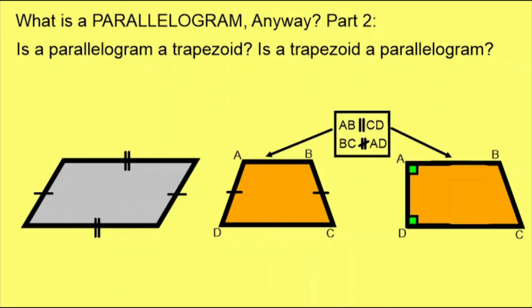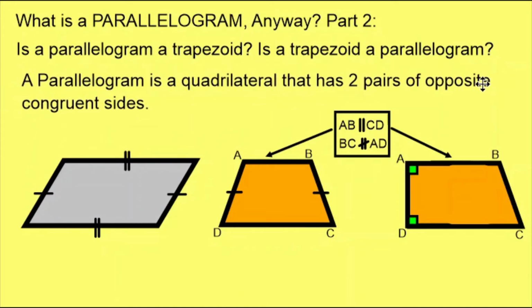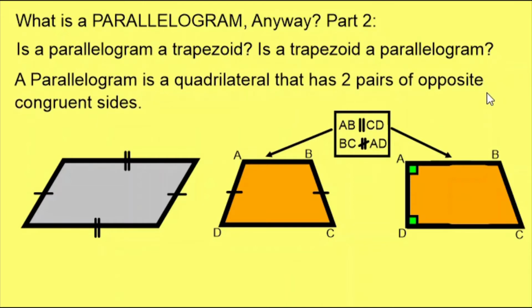Now let's look at the definition of a parallelogram. A parallelogram is a quadrilateral that has two pairs of opposite congruent sides. We can see that our light gray parallelogram is following this rule. It is indeed a parallelogram. But neither of the trapezoids are following this rule. In the one on the left, we have one pair of opposite congruent sides, but the other pair are not congruent. In the one on the right, we don't have any congruent sides in this trapezoid. Therefore, because the two trapezoids are not following the rule in the definition of a parallelogram, neither of them is a parallelogram. Trapezoids are never parallelograms.